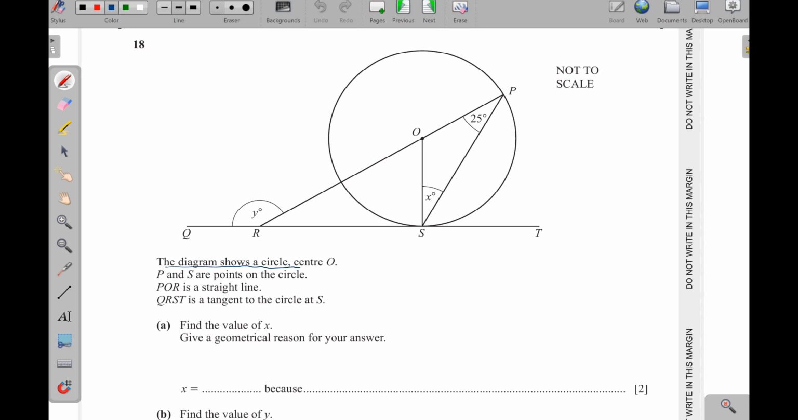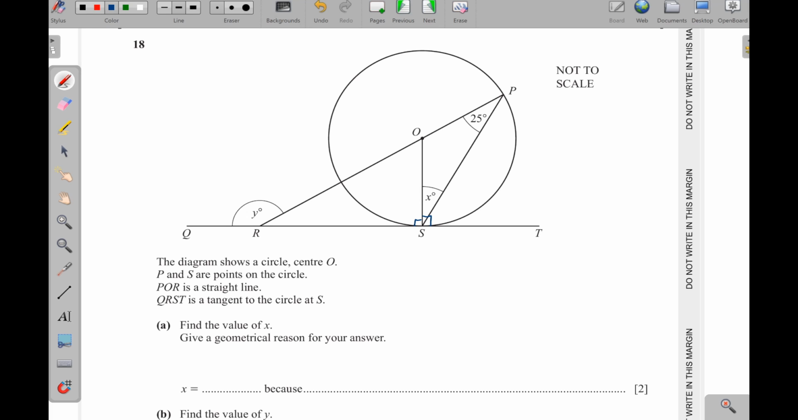The diagram shows a circle, center O. And P and S are points on the circle. POR is a straight line. QRST is a tangent to the circle at S, and then the assigned part A, find the value of X, give a geometrical reason for your answer. So here we are supposed to use what we call the circle theorems and the properties. We know that this is a tangent here. It intersects with the radius at 90 what? Degrees. Okay, you should know that one. This is 90 degrees, or I can even put the 90 here, whatever.